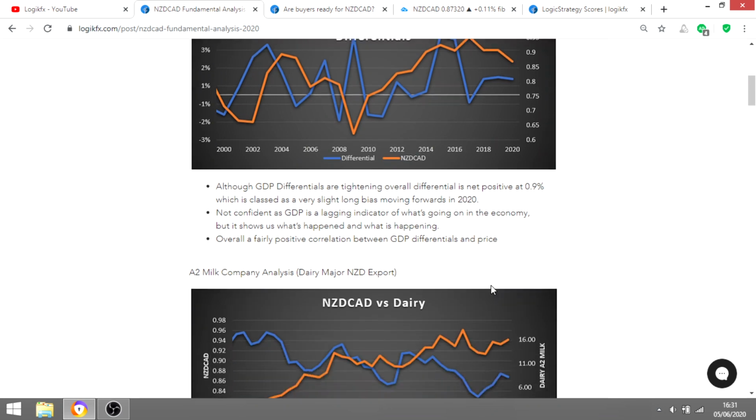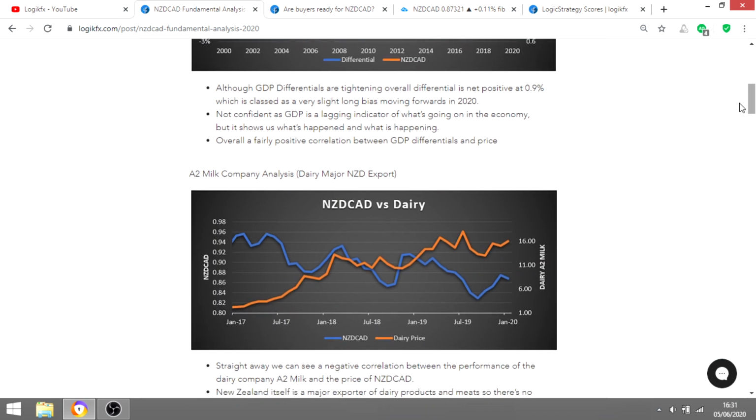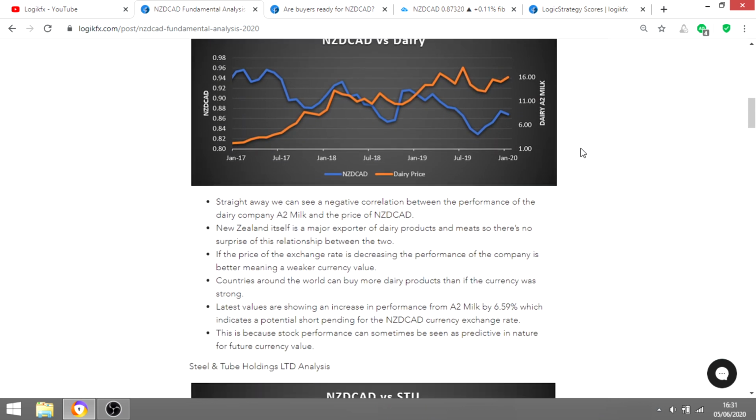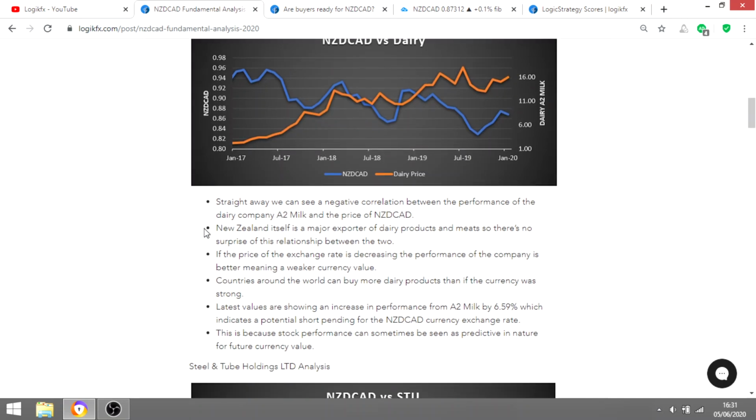So, the next factor that we analysed is the A2 Milk Company, which is one of New Zealand's massive dairy exporters, and we can see straight away, looking at the chart, NZD CAD versus the dairy price: one's going up, the dairy price going up, and NZD CAD's going straight down. That is what we call an inverse correlation, an inverse relationship between the two assets. New Zealand itself is a major exporter of dairy products and meats, so there's no surprise here, and it's why we've included it in the analysis, because we want to see what potential factors could be affecting the currency pair.